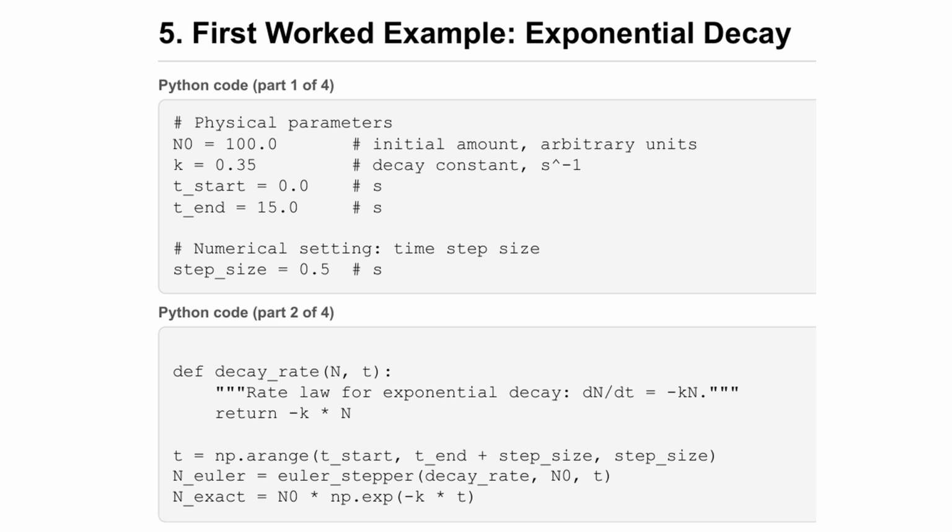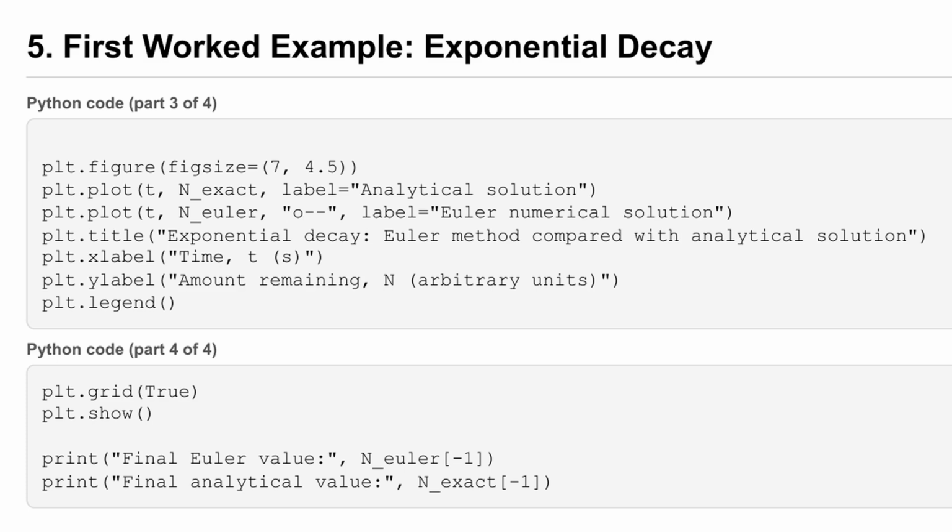Here, we translate our physical parameters and initial conditions into code. We define the decay rate function, establish a time array, and calculate both the numerical Euler approximation and the exact analytical values. This block of code handles the visualization. We plot the analytical solution as a continuous line and overlay our Euler numerical solution as points, so we can visually inspect how well they match.